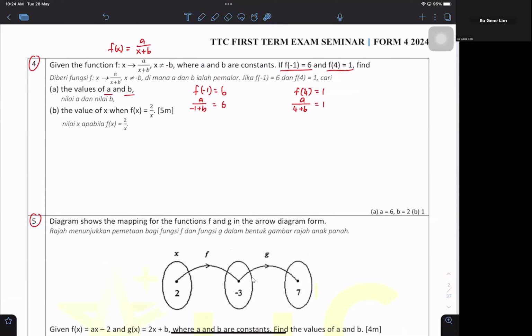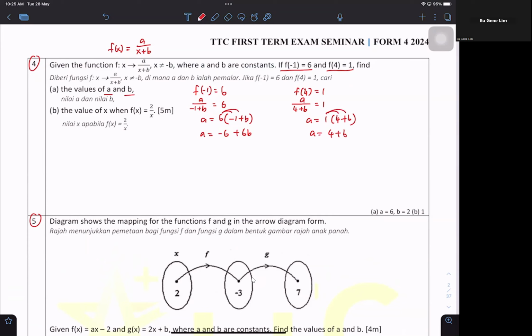Okay, continue. Now you just do normal calculation. This is divide, bring over times. So a equals 6 times -1 plus b. This one a equals 1 times 4 plus b. Then you just expand. So -6 plus 6b, and this is 4 plus b. You just have to expand.